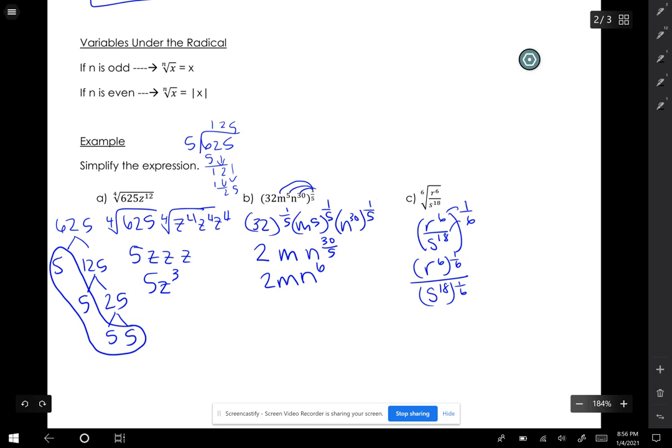So then all we have to do is multiply those exponents together, right? So r to the 6 times 1/6 is just r to the 1st. And then s to the 18th power times 1/6 would be s to the 18 over 6. So our final answer is r over s cubed. So I think that is a little easier than sticking with the root like we did in part A.